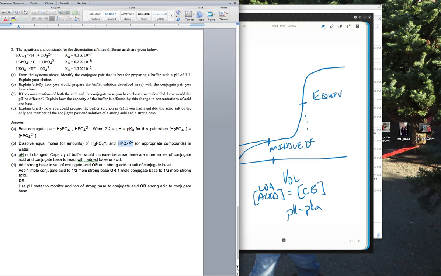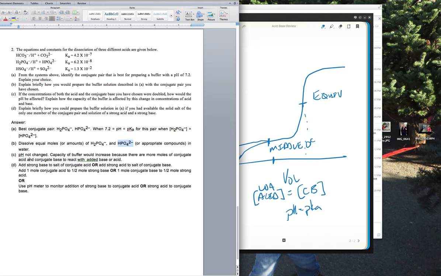2D, explain briefly how you could prepare the buffer solution in A if you had available the solid salt of only one member of the conjugate pair and solutions of a strong acid and a strong base. I don't know if you guys remember this, but we did this sort of, or actually I did it for you. It's always the weak one plus the strong of the opposite.